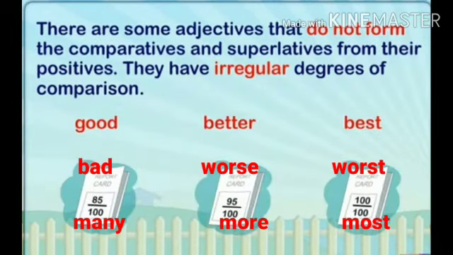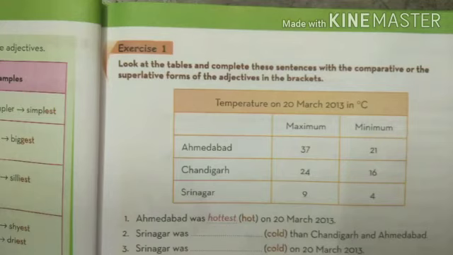There are some adjectives that do not form the comparatives and superlatives from their positive. They have irregular degrees of comparison. Means there are no rules. Here you can see good, comparative is better, best; bad, worse, worst; many, more, most.